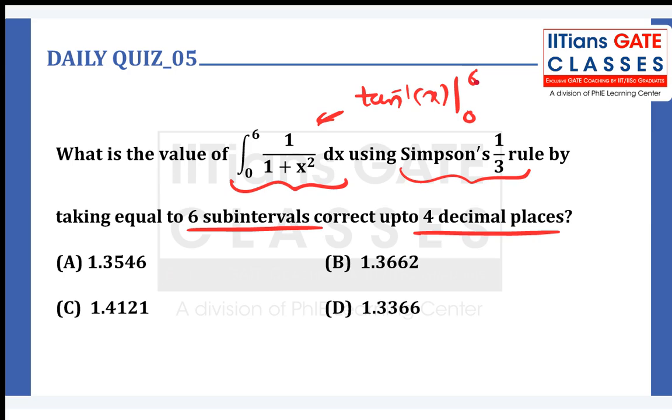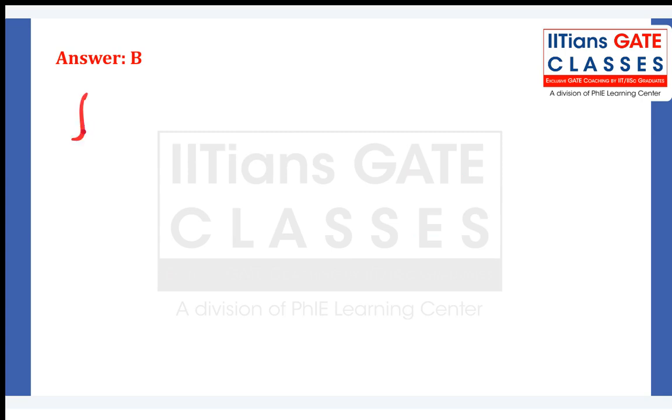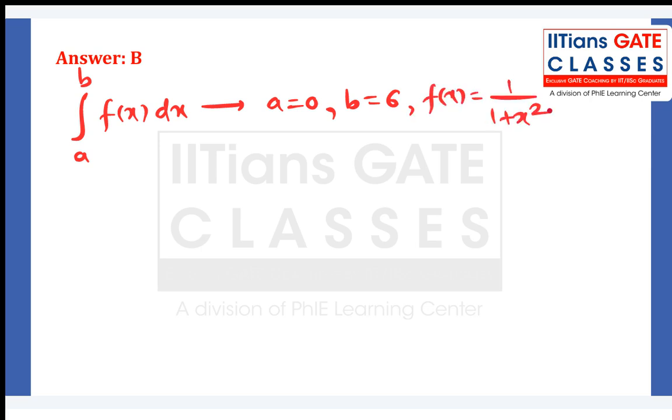And now we'll solve this. So here, typically we consider lower limit as, let's say, a and b. So if you compare this with the integral from a to b of f of x dx, then you'll get a equal to 0, b equal to 6, and your f of x is 1 by 1 plus x square. Okay, and your number of subintervals is 6. They have told you to take this as 6, and the standard formula is b minus a by h. Okay, so h is step size, so this will be 6 by h. So that means h will be 1. So this will be your step size.